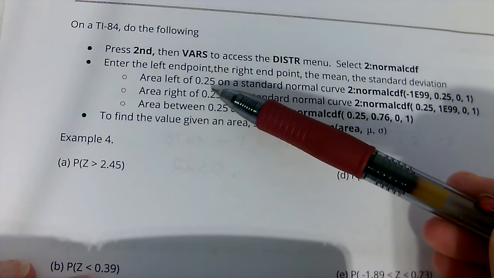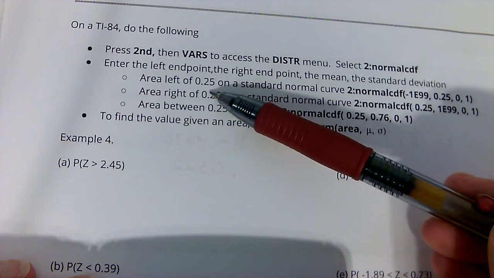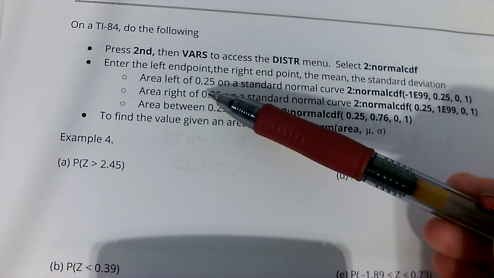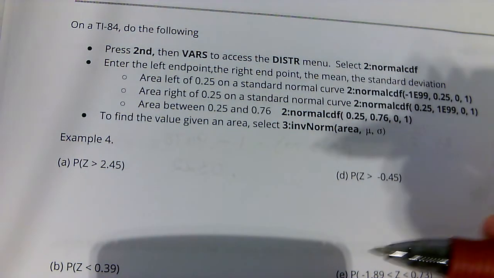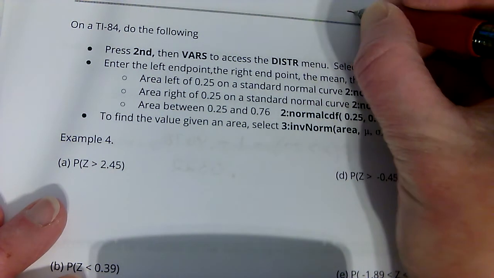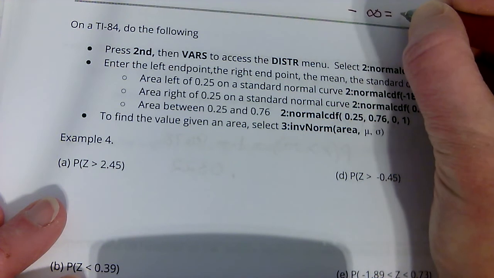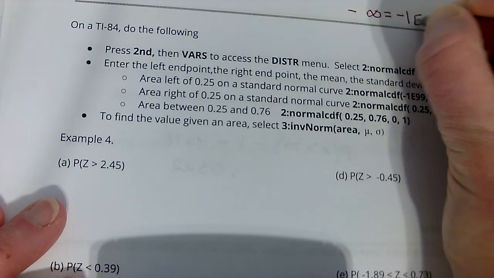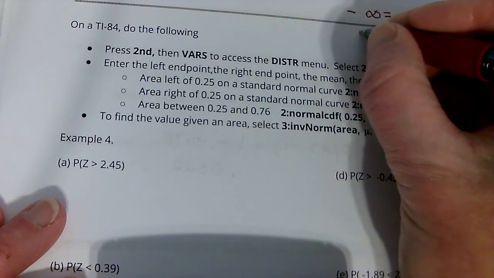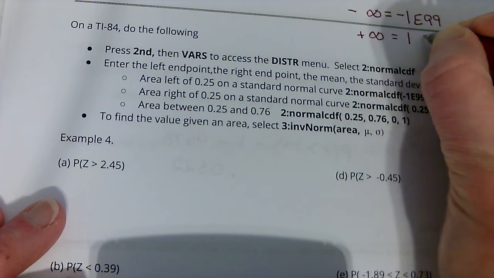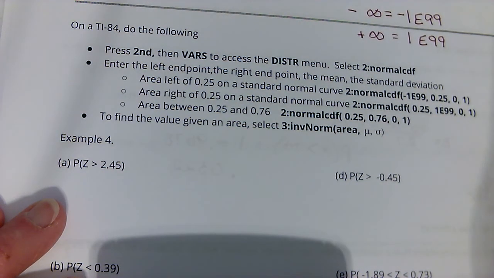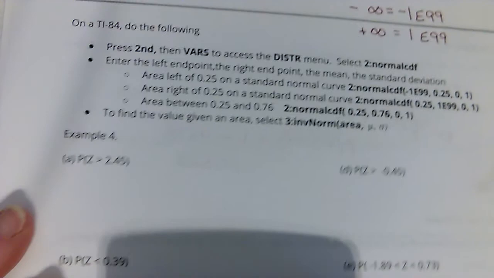So if I'm wanting the area left of a certain value, to get a left endpoint, if we're talking about the area to the left, we're talking about negative infinity. So in the calculator's mind, negative infinity is going to be put in as negative 1 E99. That means negative 1 times 10 to the 99th power. If I was wanting to put in positive infinity, I'm going to put 1 E99. So positive 1 times 10 to the 99th power.